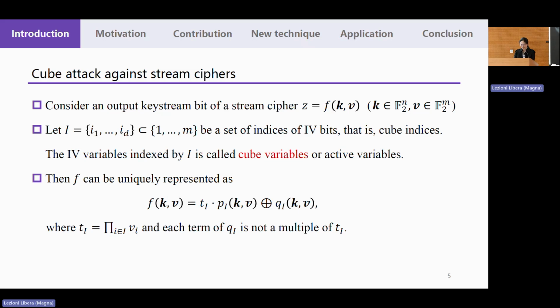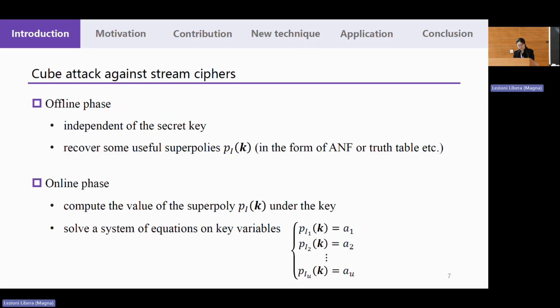Then F can be uniquely written in such a form where Ti is the product of cube variables and each term of Qi is not a multiple of Ti. The polynomial Pi is called the superpoly of I in F. The process of cube attacks includes offline and online phases. The offline phase is independent of keys, and the main aim of this phase is recovering the expressions of superpolies. In the online phase, calculate the value of the superpoly under the key and solve the system of equations built upon superpolies to recover key information.